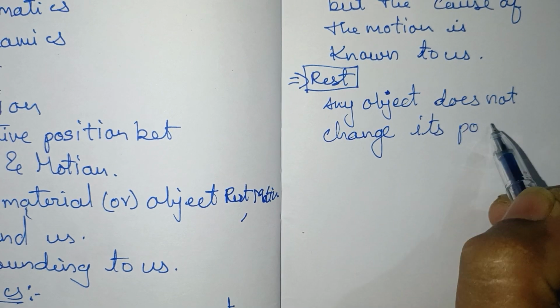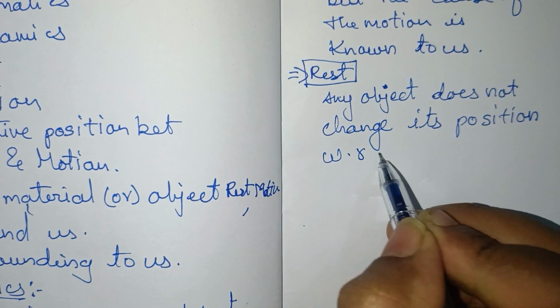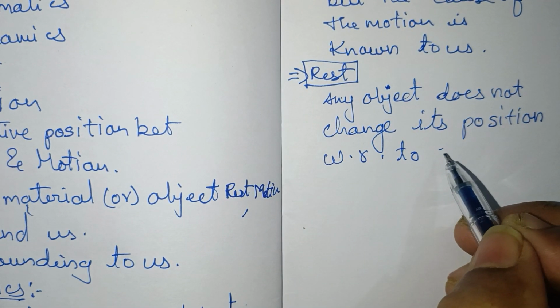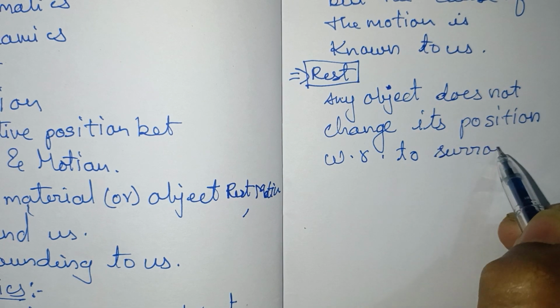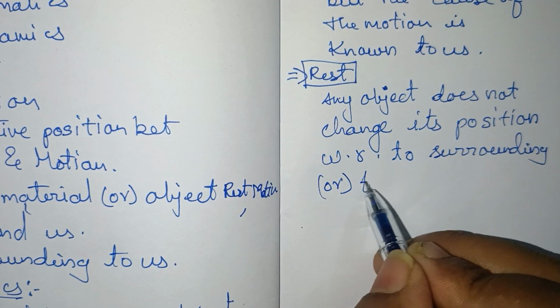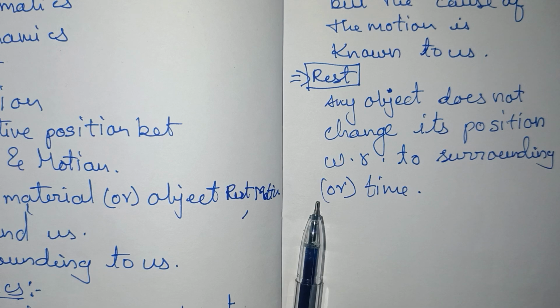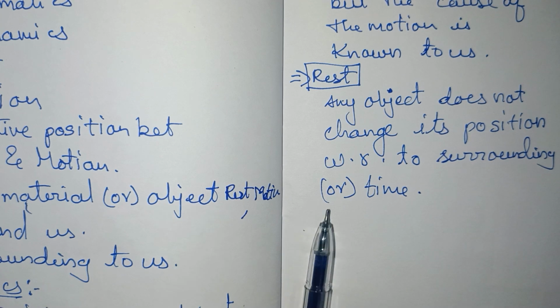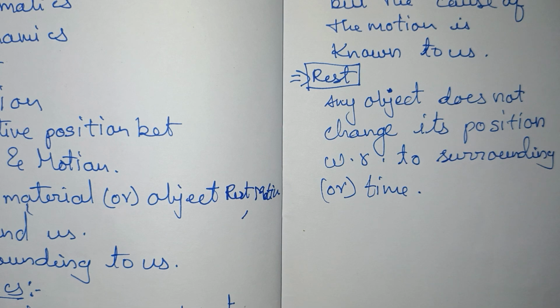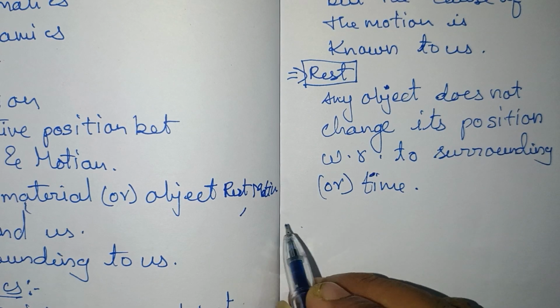Does not change its position with respect to surroundings, or I can also say with respect to surroundings or time. They are said to be at rest. You can consider a mountain, and it does not change its position with respect to the surroundings. Even we can also consider statues. The best example you can define: it also does not change its position with respect to surroundings or time. They are called rest.